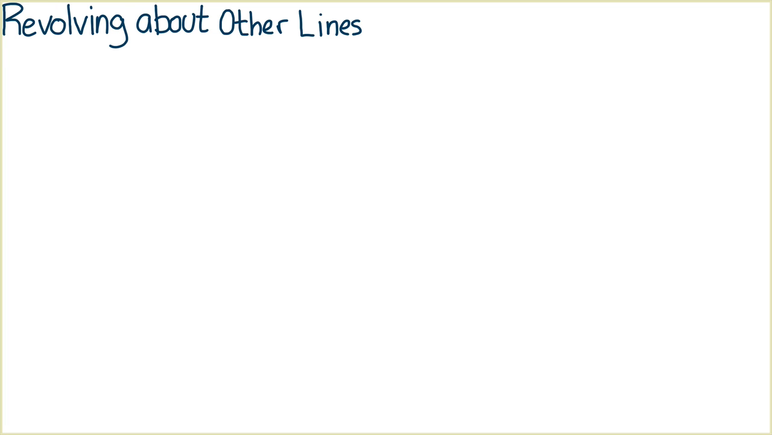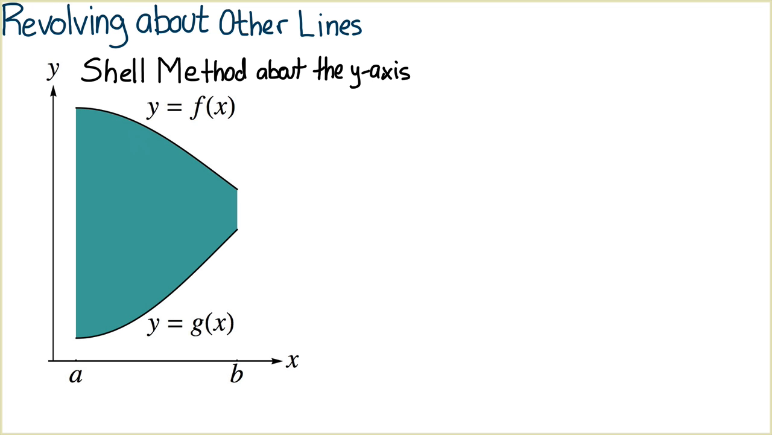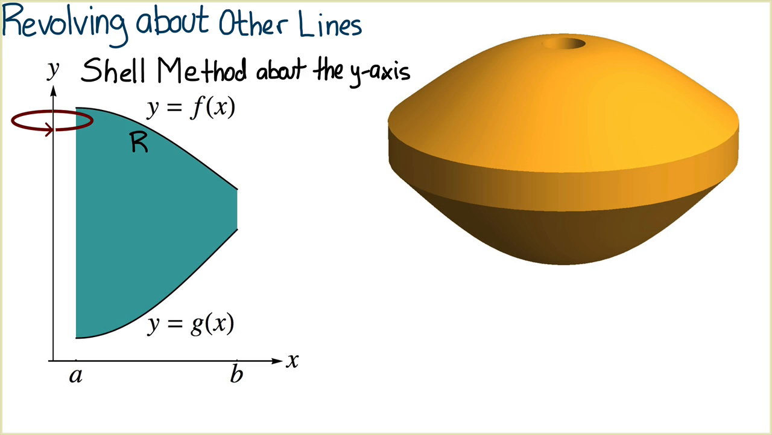But before we do this, let's review the shell method and the washer method. Suppose that we have a region R that's bounded between the curves y equal f of x and y equal g of x from x equal a to x equal b. If we take this region and revolve it about the y-axis, we obtain the following solid of revolution with a hole in its center.